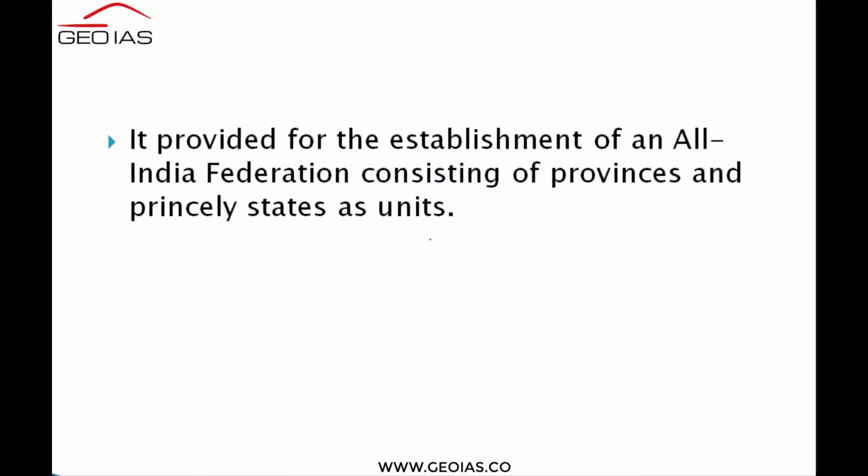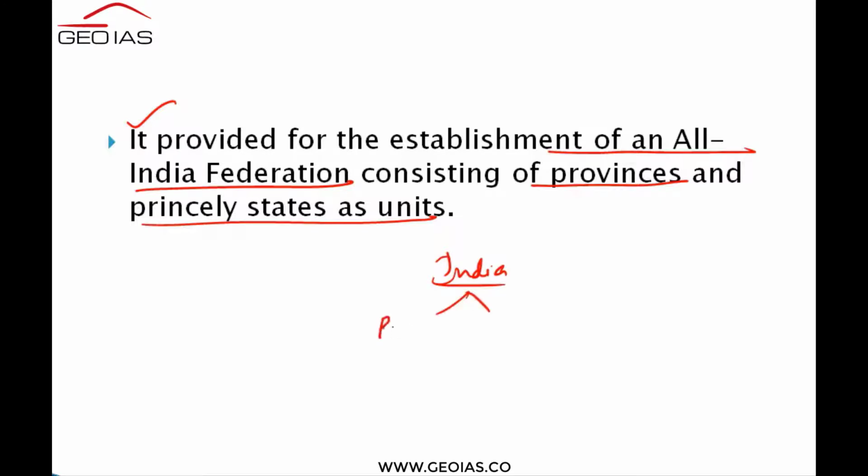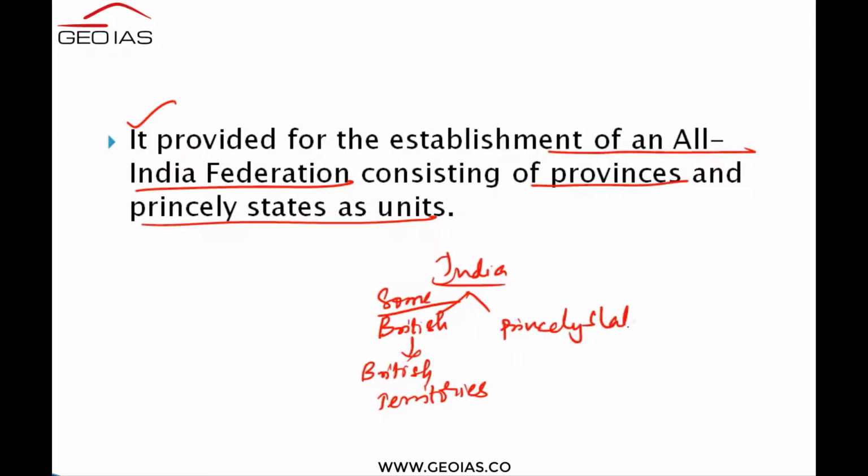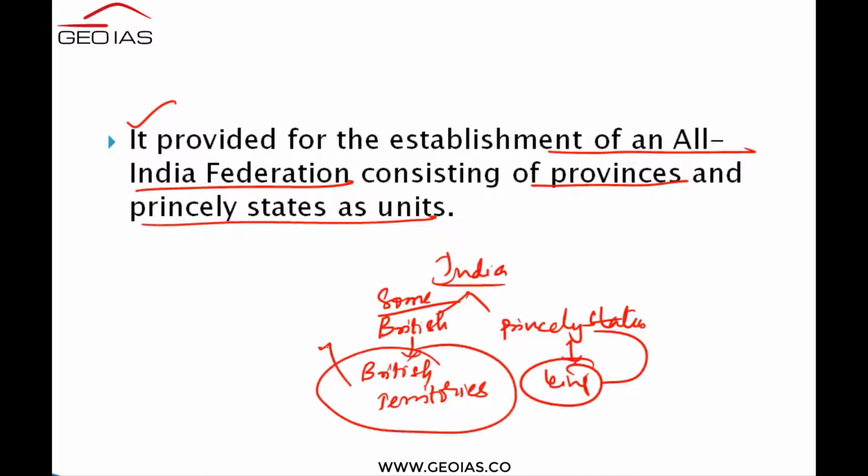It provided for the establishment of an All India Federation consisting of the provinces and princely states. See, the total India was not ruled entirely by the Britishers. Some part of India was ruled by the Britishers, and it comes under British territories, and some parts were ruled by the princely states, which were ruled over by kings. So kings would rule these princely states, and British occupied territories were ruled by governors and viceroy. So the whole of India is divided into two.